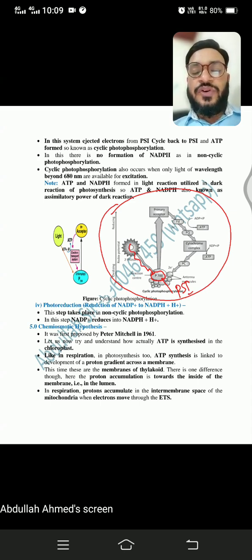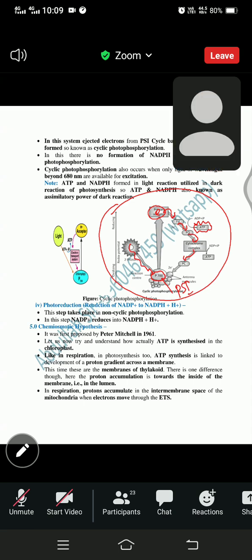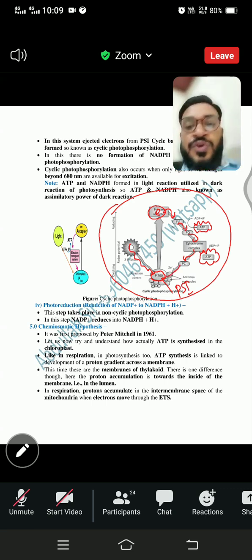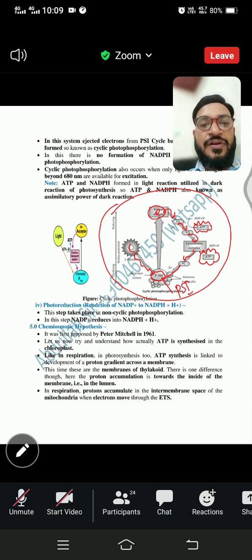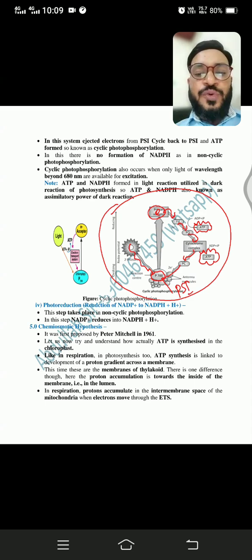The electron will go to ferredoxin, then from ferredoxin to PQ, plastoquinone. Then one ATP formation will happen here. Now the electron will go from PQ to the cytochrome complex, then to PC, which is plastocyanin. Again one ATP formation will happen here. Now the electron will come back from PC to P700. So the electron ejected from chlorophyll A of the reaction center of photosystem 1, after traveling through several electron carriers, came back to PS1.